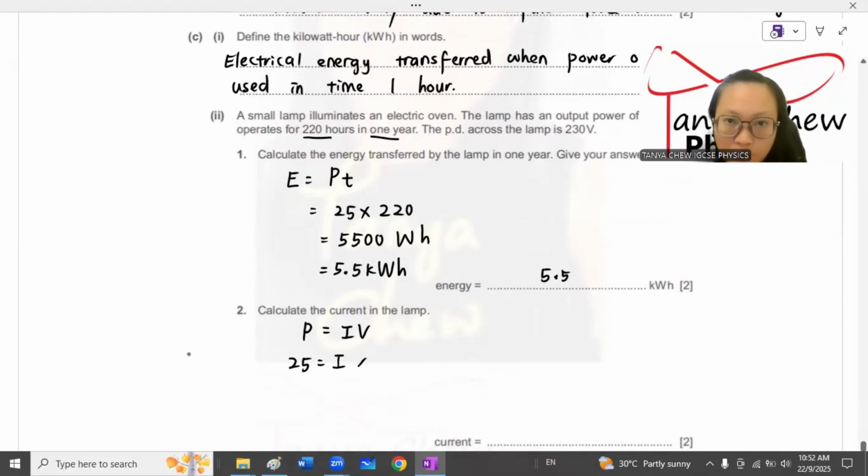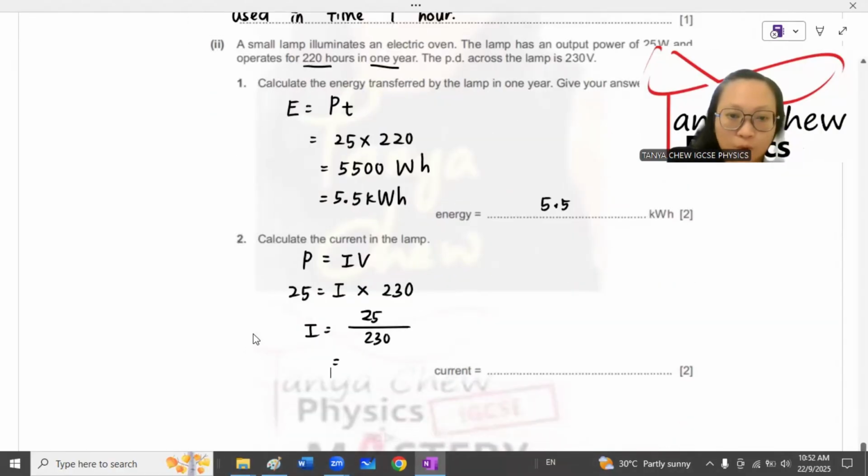Current, I don't know, but the PD across the lamp is 230. I is equal to 25 divided by 230. Therefore, your current is 0.11 ampere. 0.11 ampere is the answer.